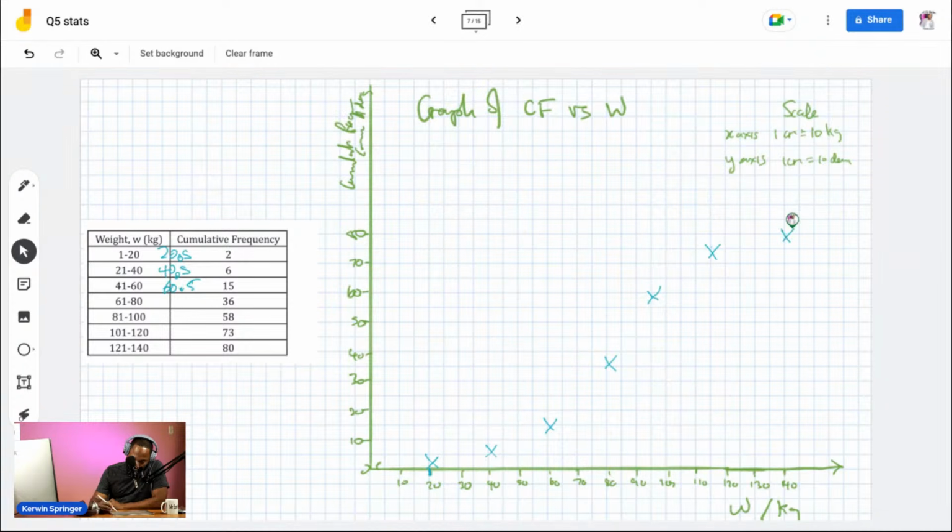And then 80, 140.5. And then you connect. How are you looking? It's actually looking pretty good on my screen. How do you find that looking? Looking pretty good.